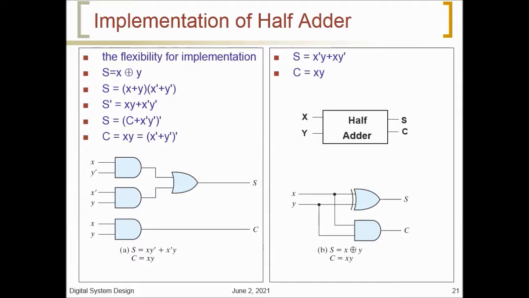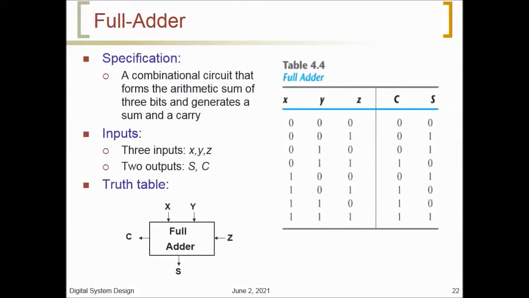A full adder is a combinational circuit that forms the arithmetic sum of three bits. It consists of three inputs and two outputs. Two of the input variables, denoted by x and y, represent the two significant bits to be added. The third input z represents the carry from the previous lower significant position. Two outputs are necessary because the arithmetic sum of three binary digits ranges in value from 0 to 3, and binary 2 or 3 needs two digits.